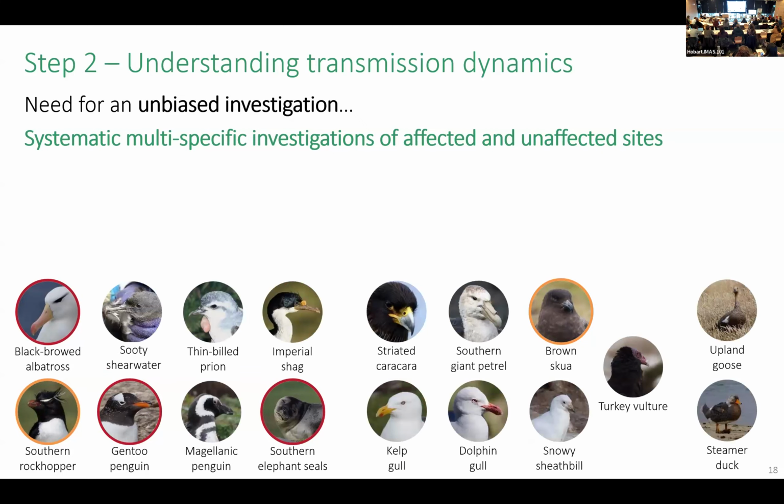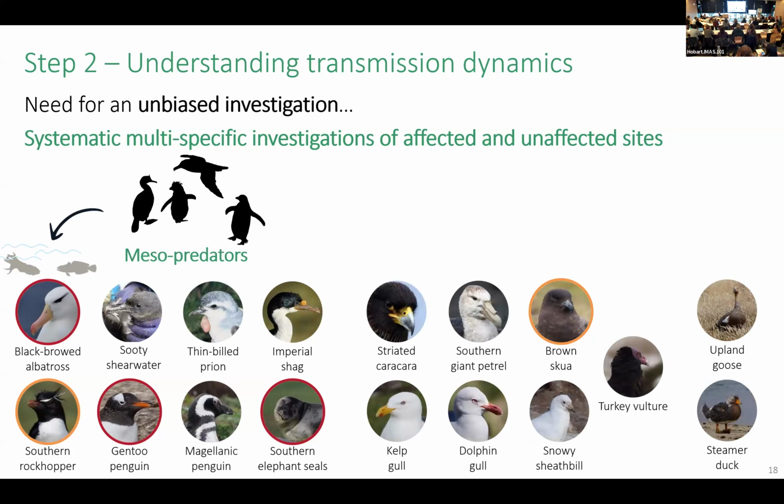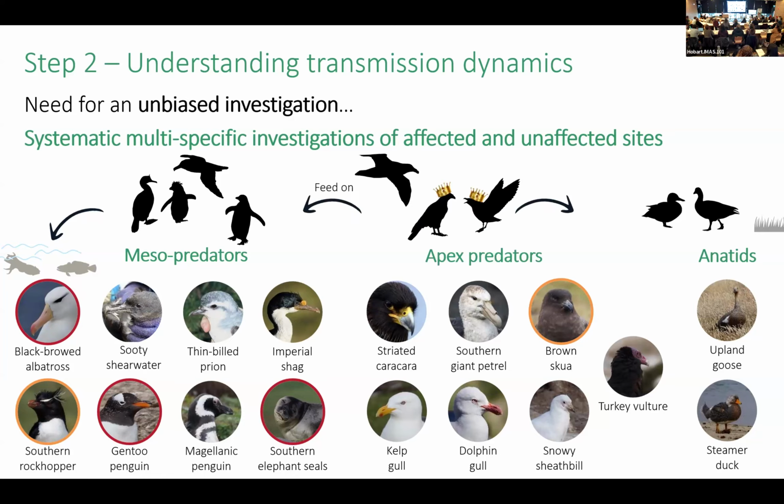But we sampled all of those other species. We selected them based on the ecological categories they occupy. On one hand, we have what I call mesopredators, they're mostly fish-eating birds and seals. We have a few ducks and geese in the Falkland Islands, so I put them there too. And then at the top of the food chain we have our scavengers and apex predators, generally speaking, so terrestrial in that case. For instance, we have the skuas that were mentioned several times by Ralph, and other gull and bird of prey species.